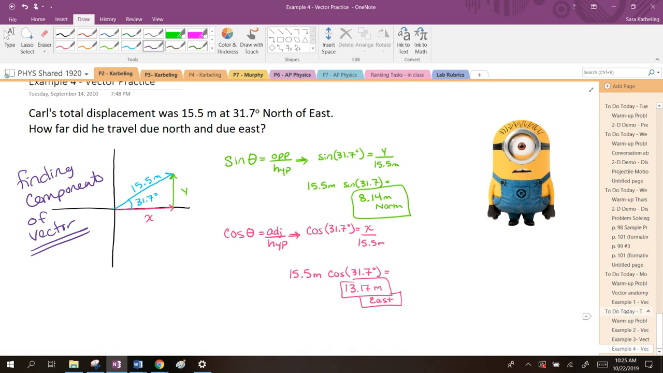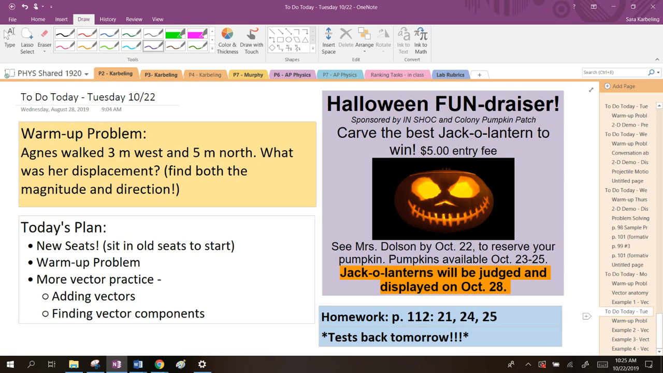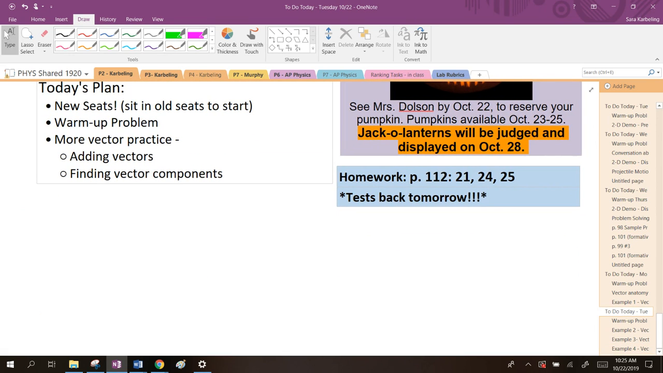Your homework for tonight is 3 questions, 21, 24, and 25 on page 112. Those ones involve finding components of a vector. I will give you tests back tomorrow. I'm going to let you know that probably on Thursday, we will do a check-in for this standard. Kind of like we did yesterday with projectiles, we're going to do a check-in. These are going to be kind of quick standards here. So a check-in for this one on Thursday. Probably 2 problems, 1 of each kind.